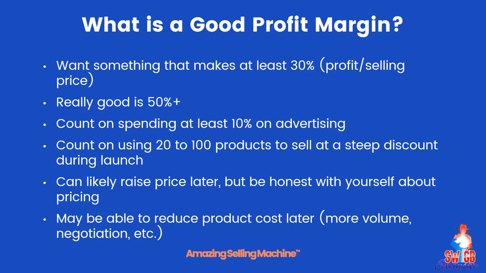But you also might be able to increase your profit margin by reducing costs. So if you start ordering larger volumes, you might get a volume discount from your supplier, or you simply might be able to negotiate with your supplier after a time in order to get some cheaper prices.